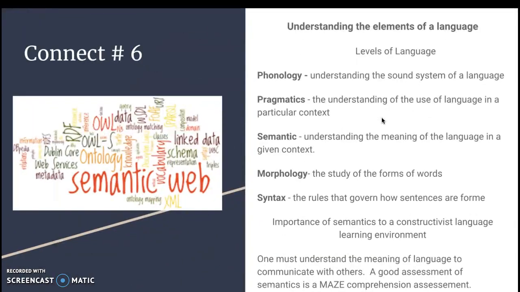You need to understand all parts of a language, including phonology, pragmatics, semantics, morphology, and syntax. All of those parts work together to help the student learn the language.